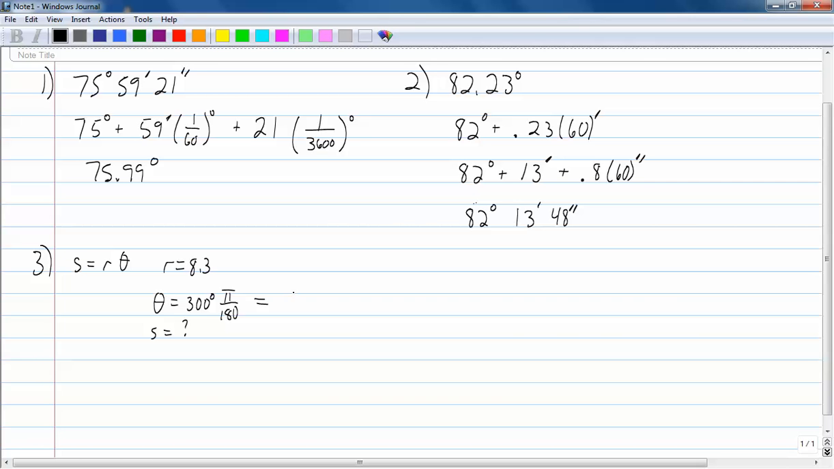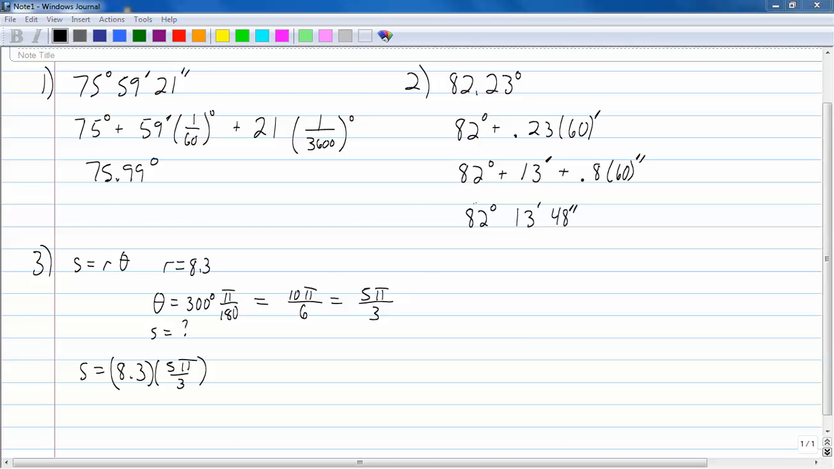Alright, so you can divide both of those by 30, and you'll get 10 pi over 6. And that reduces to 5 pi over 3. Alright, so that's what we plug in our formula for the angle. The radius was 8.3. So S equals 8.3 times 5 pi over 3.